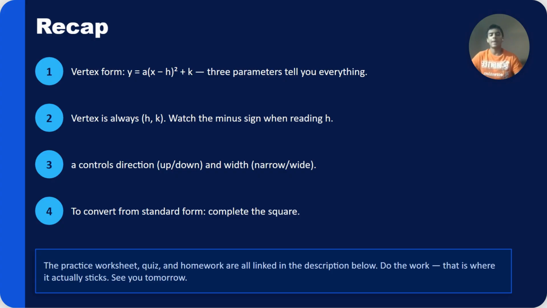So here's a quick recap. Number 1, vertex form is y equals a times (x minus h) squared plus k. Three pieces, and they tell you everything. Number 2, vertex is (h, k), always. Watch the minus sign when h is negative, and watch the sign every time. Number 3, a controls direction and width: if it's going up or down, and how wide or narrow it is. Number 4, to go from standard form to vertex form, complete the square.